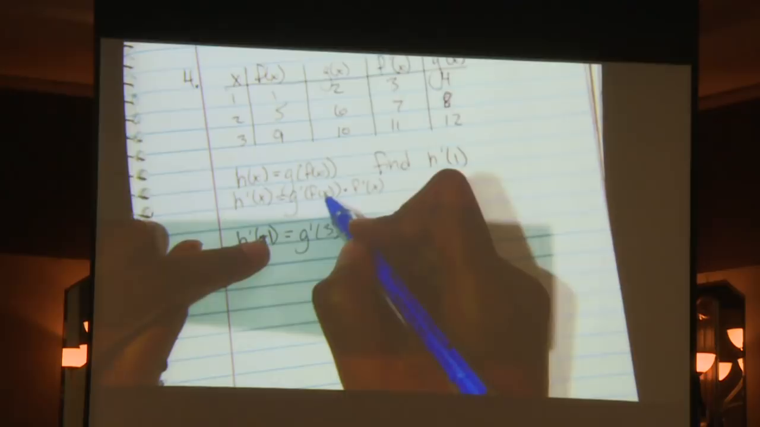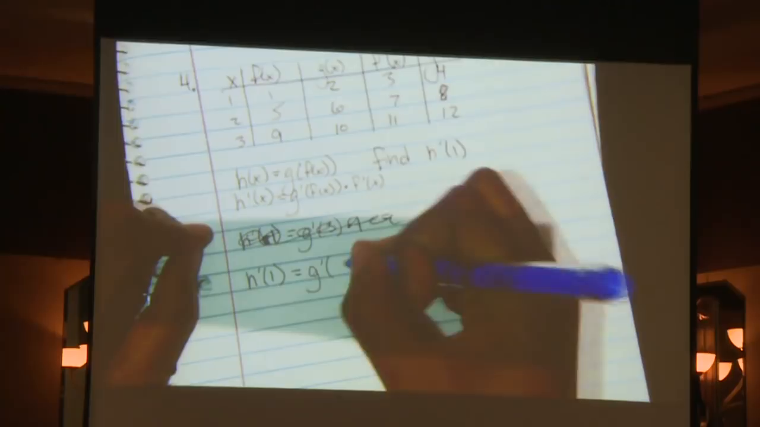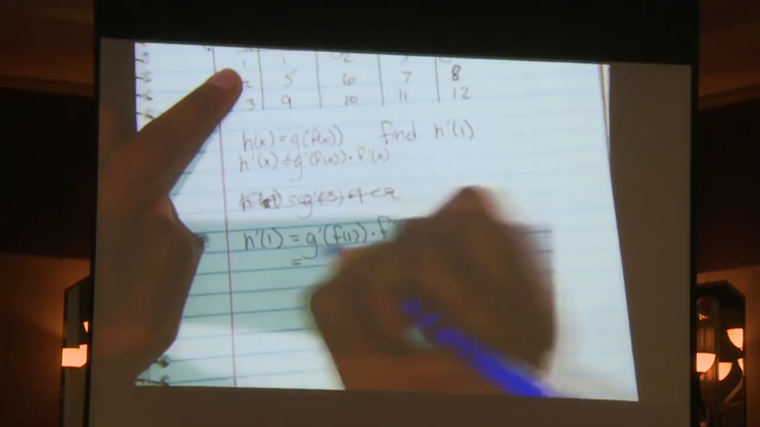So let me rewrite it a little bit. It's asking me for this. Everywhere you see an x, go ahead and plug in a 1 after you take the derivative. Oh, you're right, I'm sorry. Thank you. See, I make mistakes. So yes, f of 1 is 3. So it's g prime of 1 times f prime of 1. That's what I meant. I'm sorry. So it's 3 right here. Thank you. All right, cool.